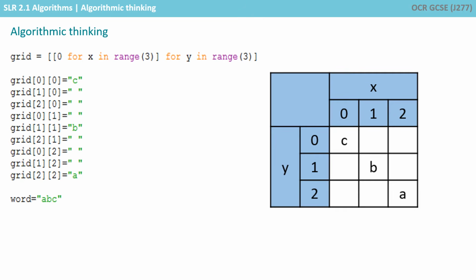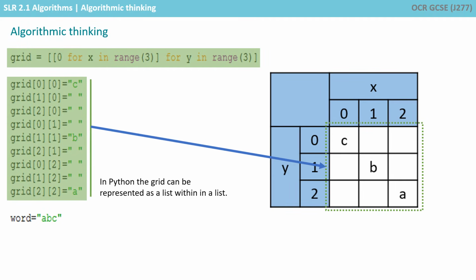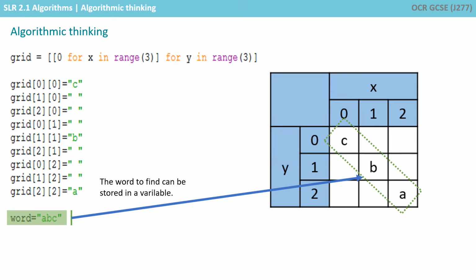Now, taking a problem decomposition and algorithmic thinking approach, we can think about how to store our data using the data structures provided by our programming language. Here, we're showing a Python example. Python supports lists, and we can have lists inside lists, and then we can refer to a particular item in the list using its number. So it's a good fit for our problem. We can also store the word that we're going to be looking for in a variable.